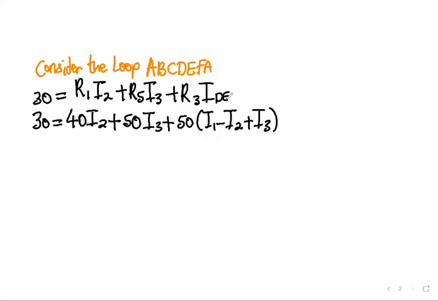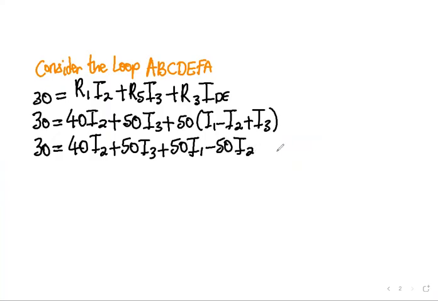So the next step here is just to multiply throughout to remove the bracket. So you're gonna have 30 equals 40 I2, plus 50 I3, and then plus 50 I1 minus 50 I2 plus 50 I3. So the next step is to simply pair like terms. Like terms are terms which look alike, or terms which carry the same variable. So this one of 40 I2, I'm gonna pair it with the negative 50 I2.